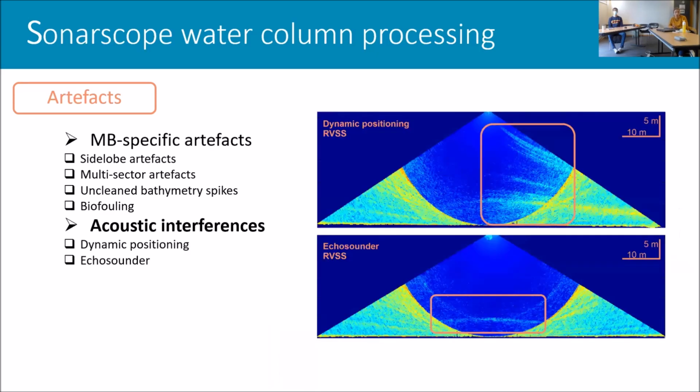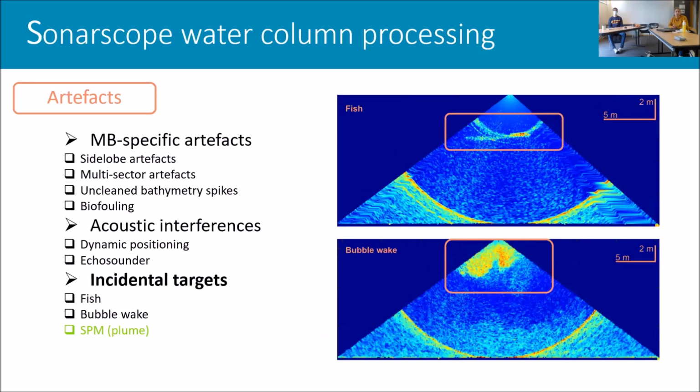Then, like Thomas said, there can be acoustic interferences from the ship, like the dynamic positioning or other echosounders that can cause unwanted signals, but we make sure that during the survey they are switched off. And then lastly, the group of incidental targets.